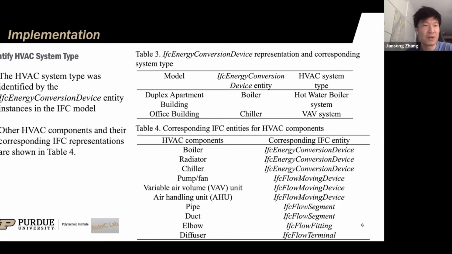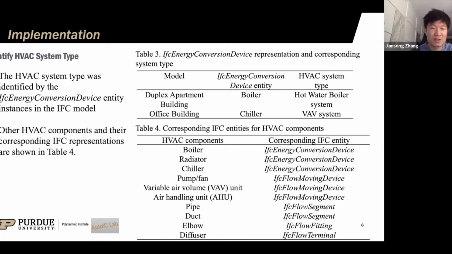So the first step is to identify HVAC system type. Basically, the system type was identified by the IFC energy conversion device entity. Table 3 shows the IFC energy conversion device representation and the corresponding system type. As you can see, of the 2 models, the duplex apartment building model is identified as a hot water boiler system, and the office building with chiller is identified as a VAV system with chiller.